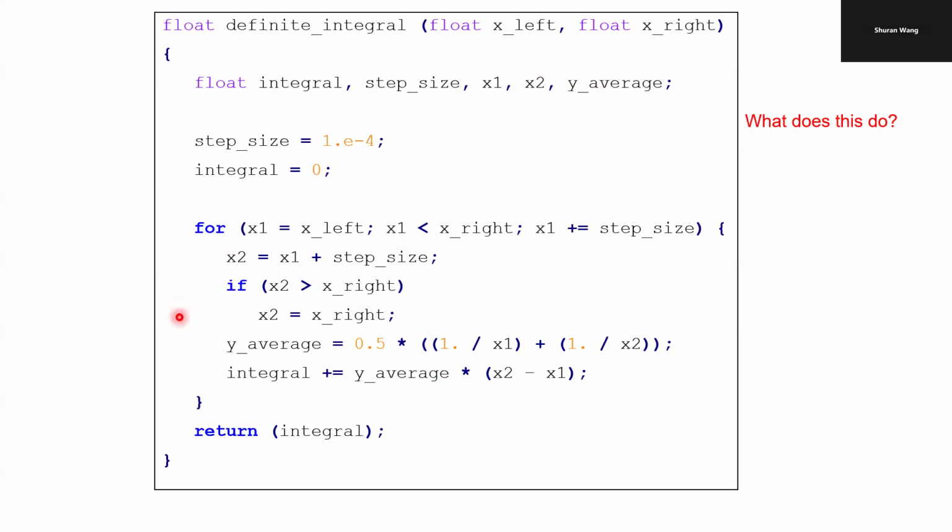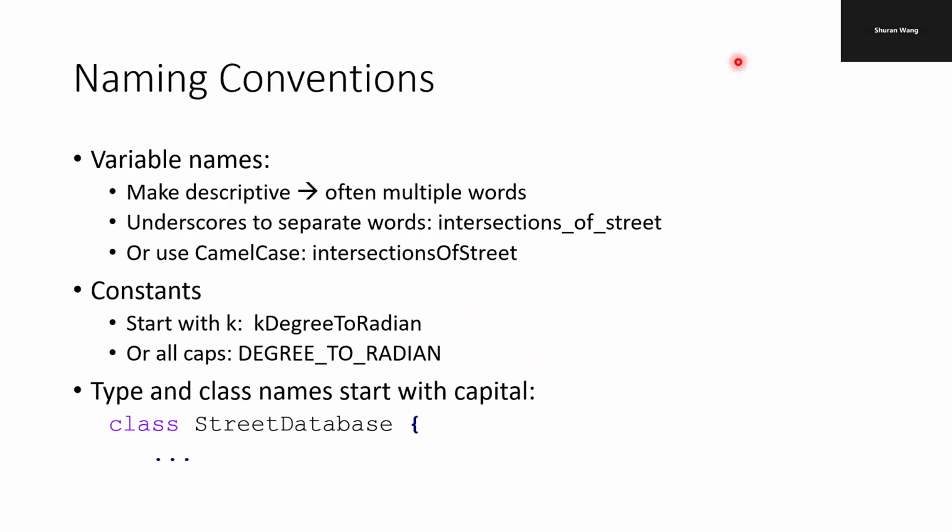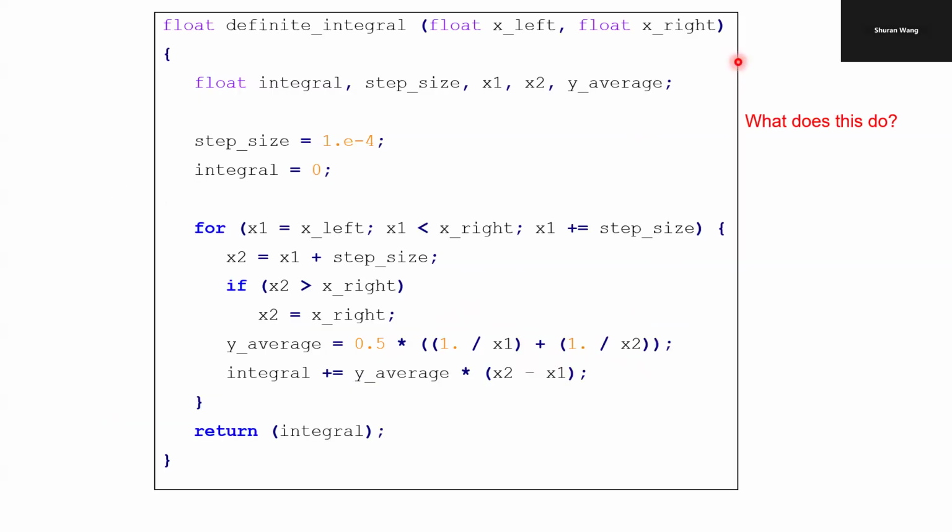And what this function does is that it will do x2 equals x1 plus step size, and we will be averaging the sum of 1 over x1 plus 1 over x2. So this is the definite integral that integrates 1 over x from x1 to x2. So using this kind of variable names will help the readers understand this function within 1 minute.